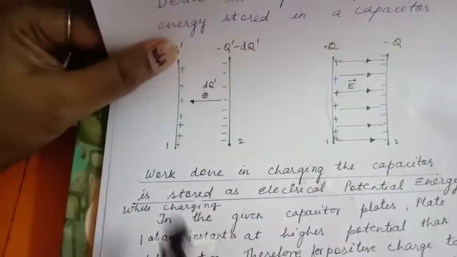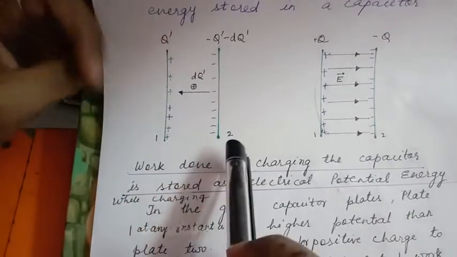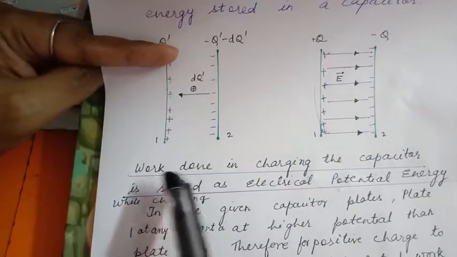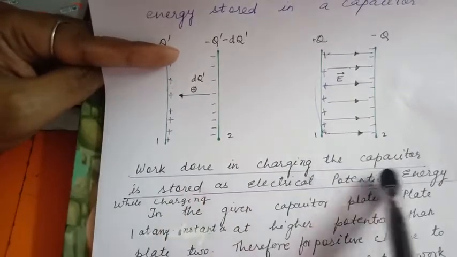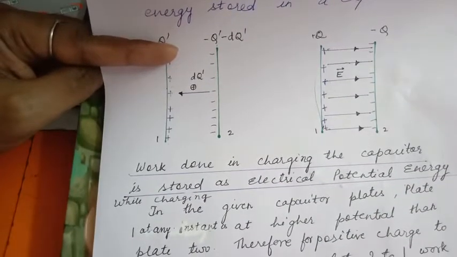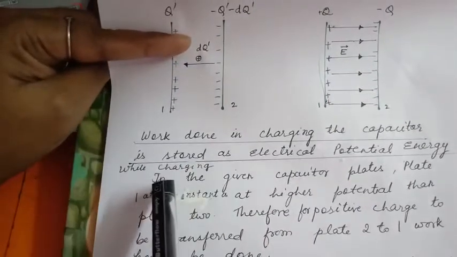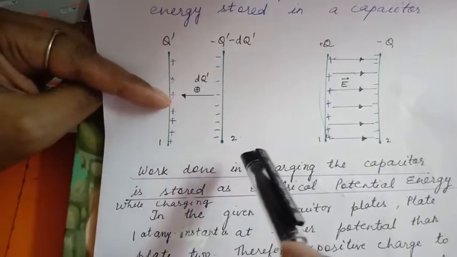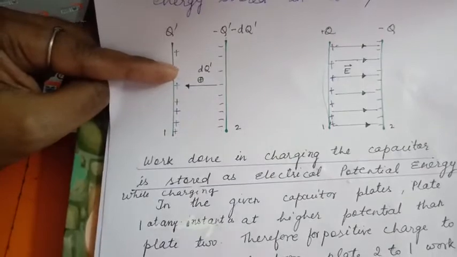So let us see what is the potential energy stored in the capacitor. The energy stored in the capacitor is in the form of electrical potential energy, which is gained because of the work done in charging the capacitor. So how does this capacitor store energy? While charging, in the given capacitor plates, plate 1 at any instant of time is at higher potential than plate 2.